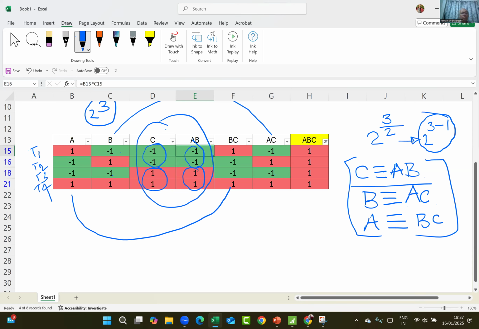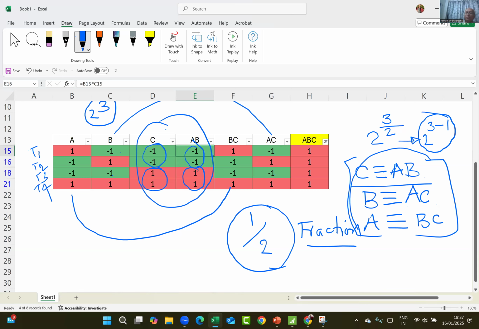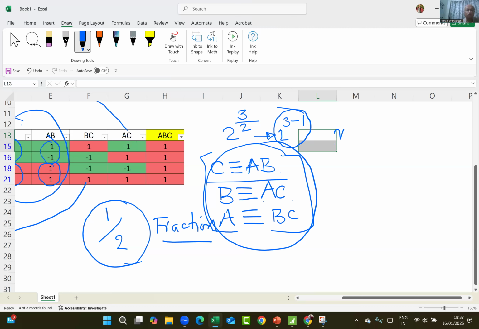What is the benefit that you got? The effort is reduced to half. It is a half fraction. What did you lose? You lose the discriminating power in the design. So you have confounding of the main effects with two factor interactions. So I would say here that main effects are confounded with two factor interactions.